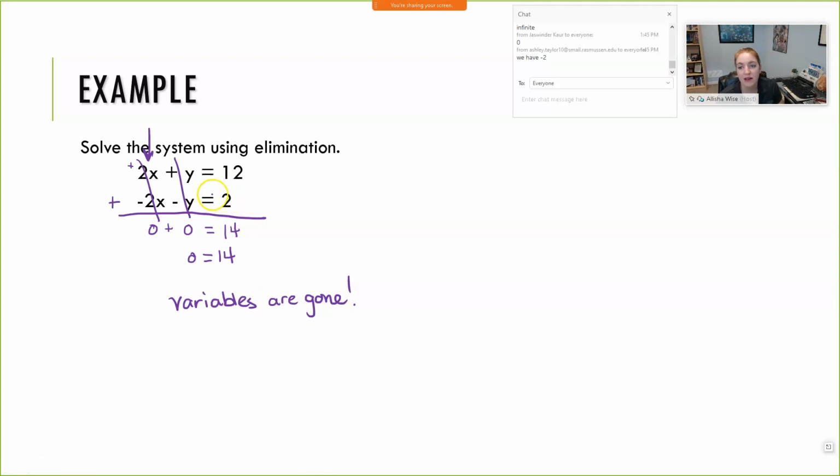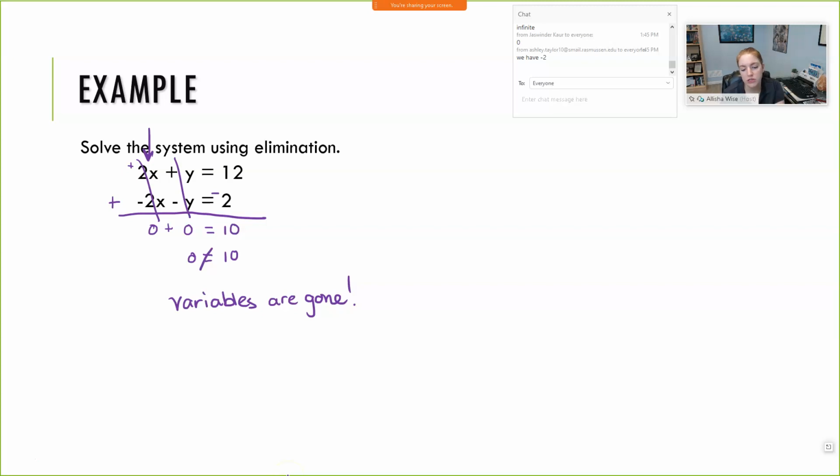Oh, do you guys have negative 2 here? I thought I had corrected that on my slide. Maybe I did not. I apologize. If it's negative 2, it should be 10. I apologize. Okay. So it should be 0 equals 10, which is not possible, right?